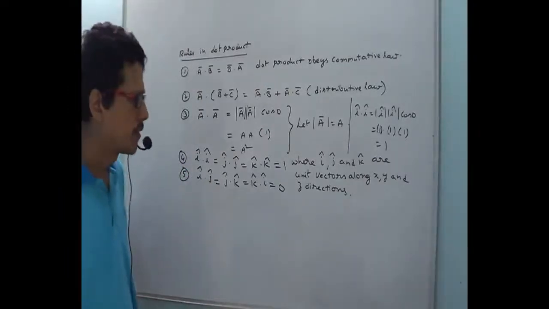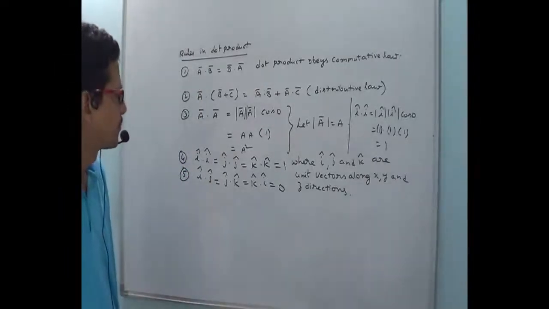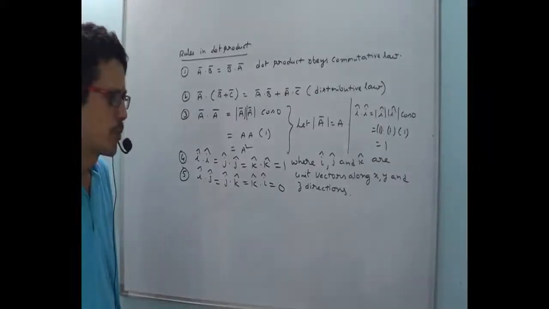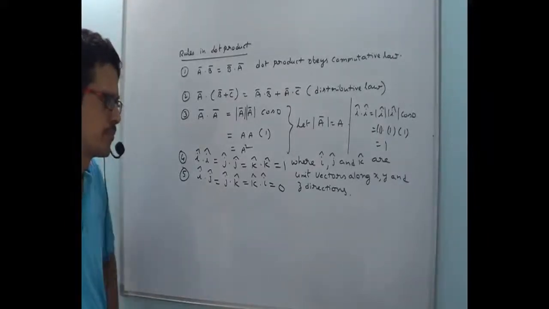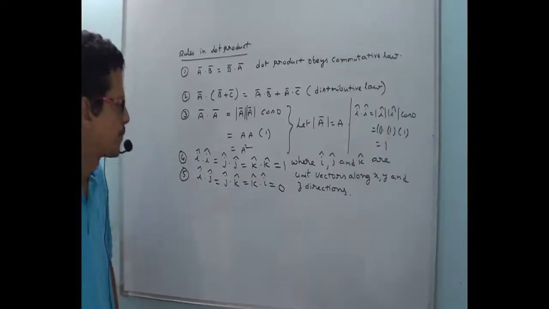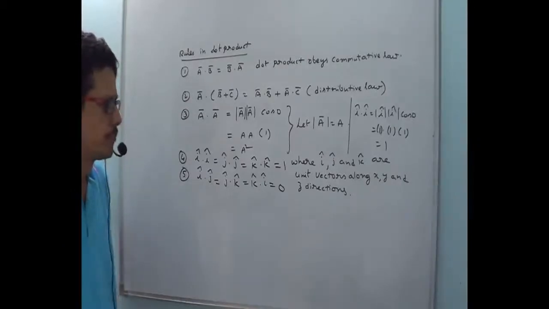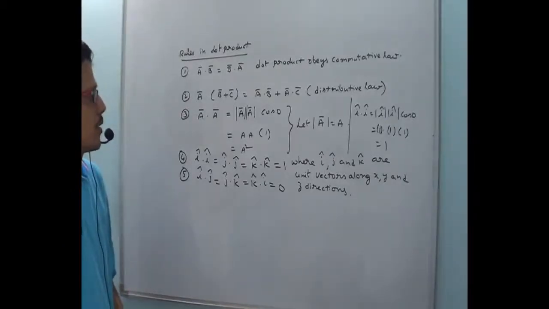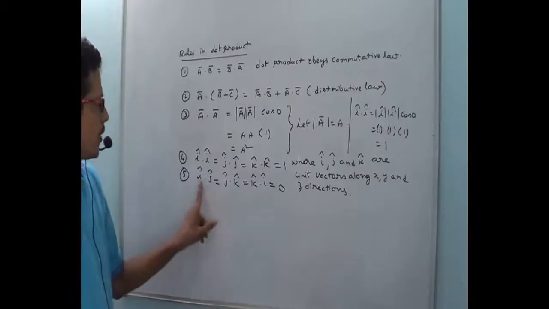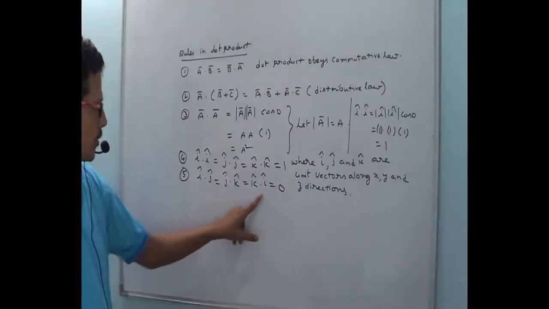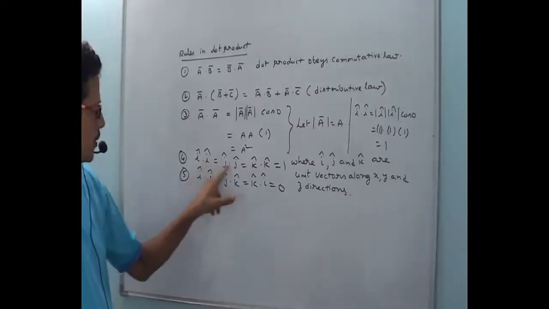Harsha, I have to wait, no problem. Write it fast. What is I dot J? I dot J is 0, isn't it? All this is 0, but this is 1.